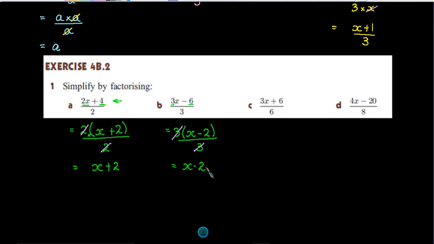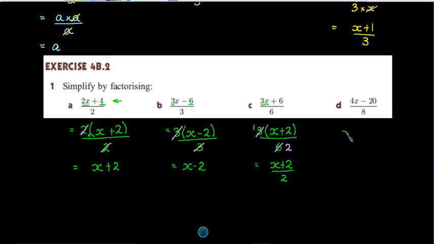Keep on going. What's the biggest number that goes into 3 and 6? Once again, it's 3. 3 times what gives me 3x? Has to be x. Put the plus. 3 times what gives me 6? 2. All over 6. Can you cancel the 3 and the 6? 3 goes into 3 once, 3 goes into 6 twice. So this time we are left with not just x plus 2, but x plus 2 all over 2.